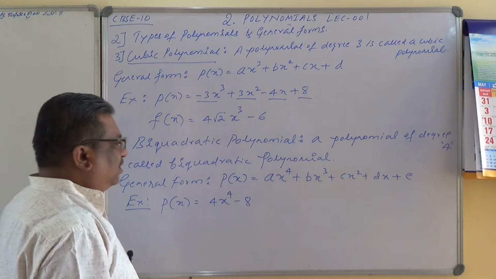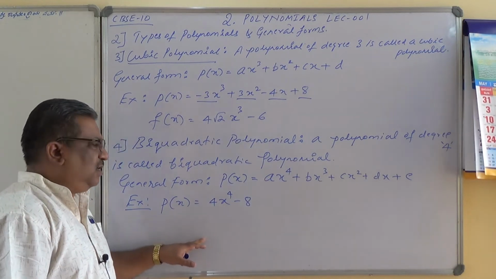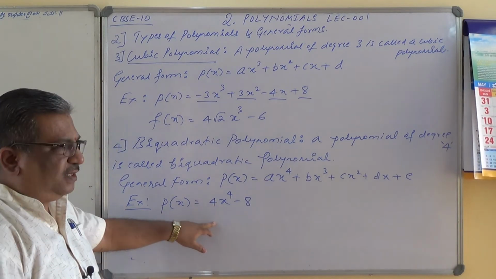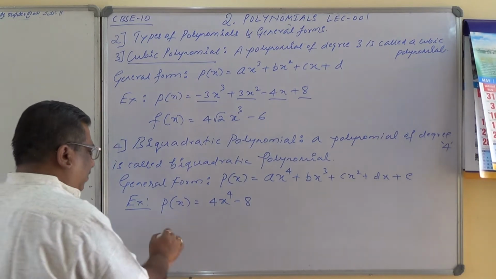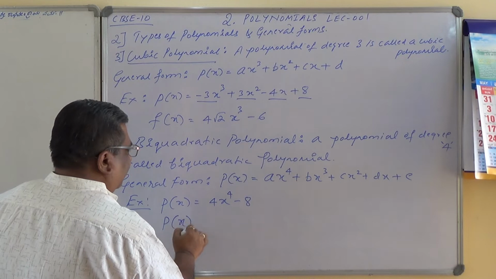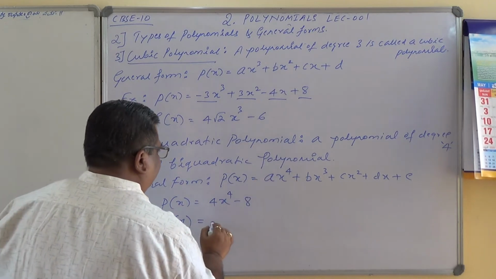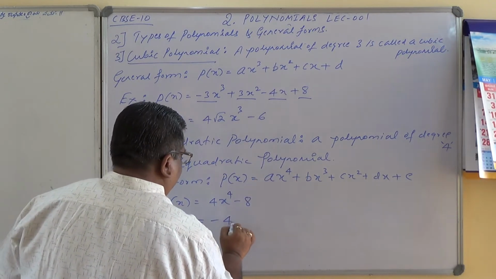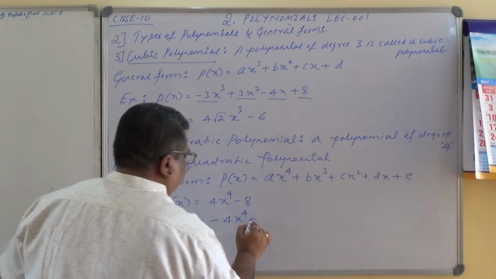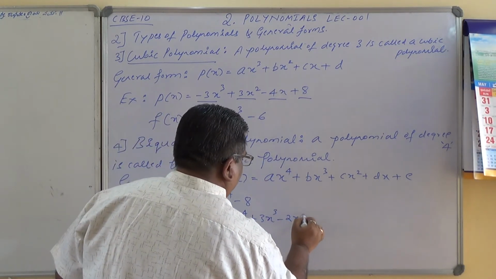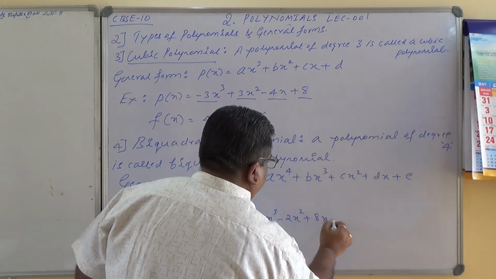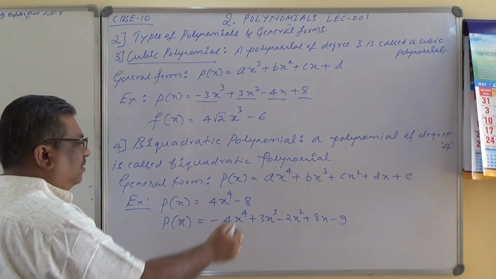Whether those are present or not, we need not bother about that. What is the variable here? X. What is the highest power? 4. Hence it is called a biquadratic polynomial. One more example in the form of a general form. Let us take it: minus 4x to the power 4 plus 3x cube minus 2x square plus 8x minus 9. So this is one more polynomial.